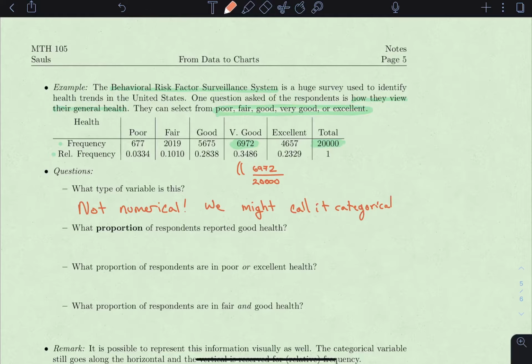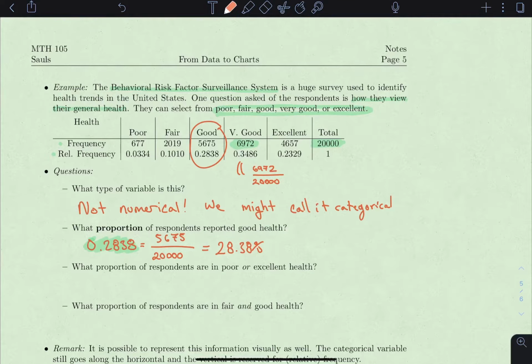So what proportion of respondents reported very good health? This is the same as relative frequency, 0.2838. And again, this number is coming from looking in the good column, saying 5,675 of us reported that we were in good health, and that's a fraction of 20,000. Proportions are distinct from percents, but if you wanted to write this as a percent, you could just move the proportion over 2 decimal places, but this is the proportion.